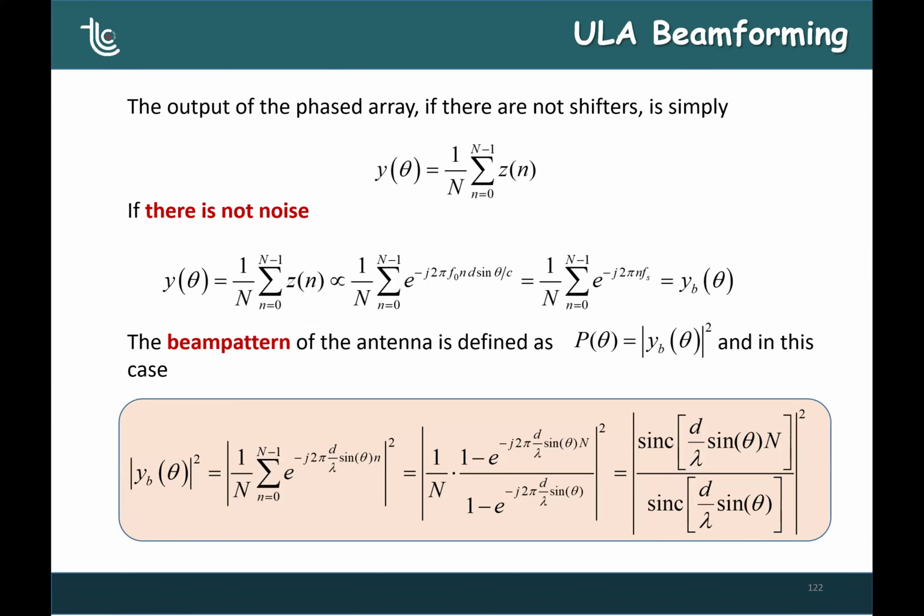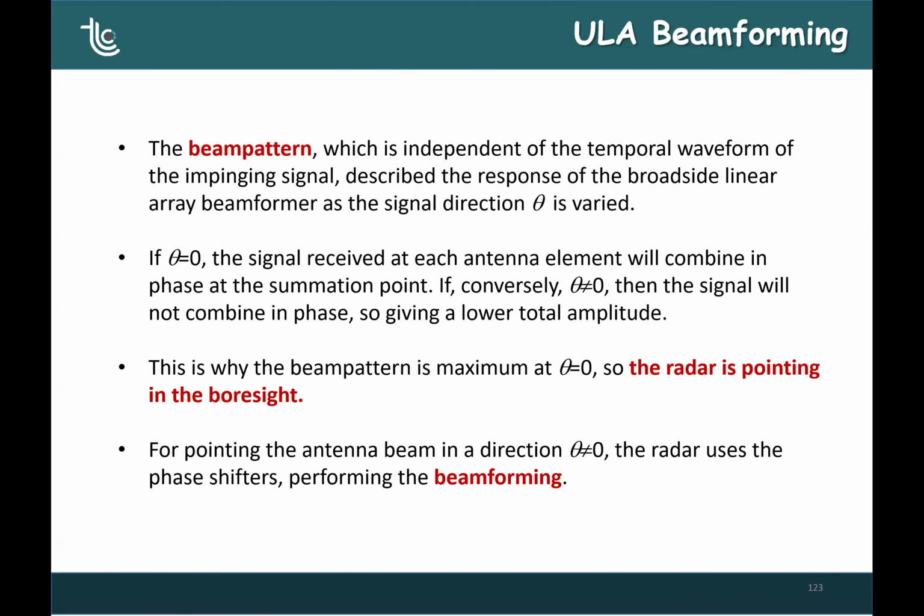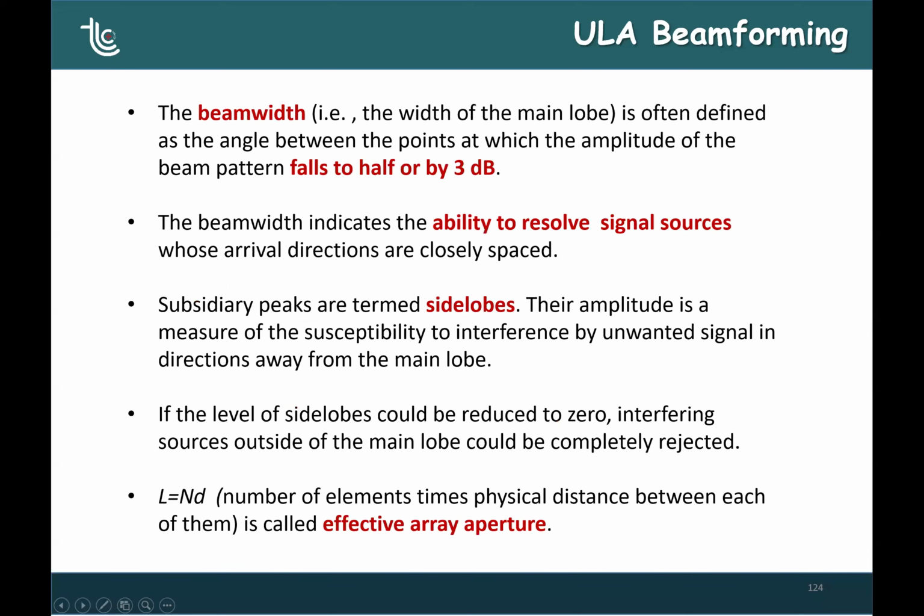So in the direction orthogonal to the line that contains the antenna, it is at 0 degree. If we want to change the angle, then we need to introduce some phase shifter to move the beam.